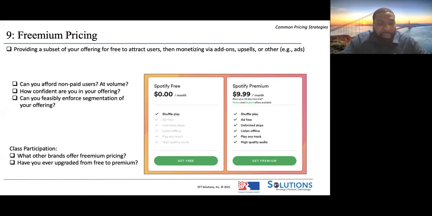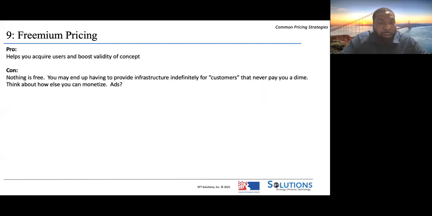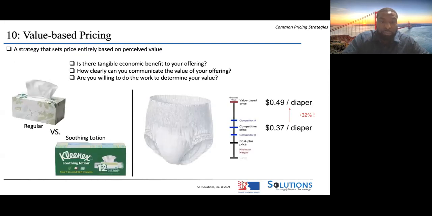So that can be a good strategy depending on who you are and what your business is, because it helps you acquire users and boost your market share. But the con is nothing is for free, right? So think about how else you can monetize. At the end of the day, you don't want to be in a situation where customers are that price conscious. You want to be on the value-based end of the spectrum.